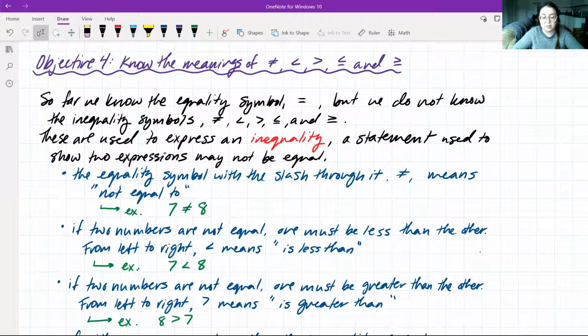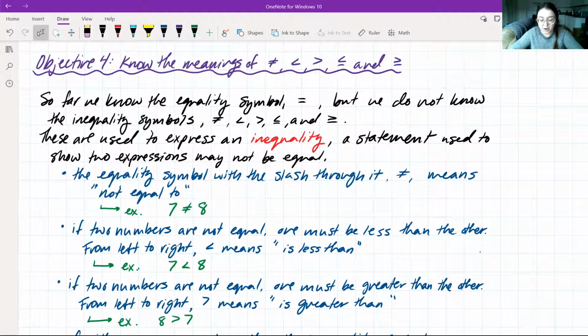So these are used to express an inequality, a statement used to show two expressions may not be equal. Starting with our first symbol here, we have the equality symbol with the slash through it, which means not equal to. This is used to show that any number is not equal to another number. For example, 7 is not equal to 8, just like 2 is not equal to 10, and 1,000 is not equal to 1,000,000.